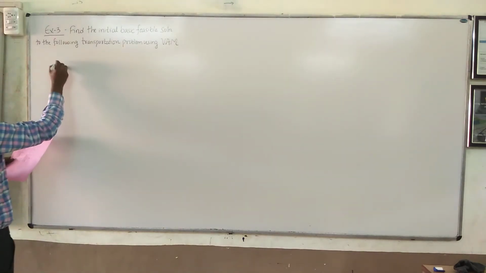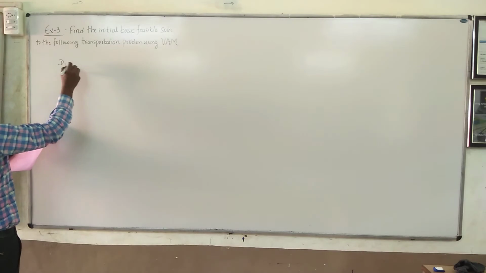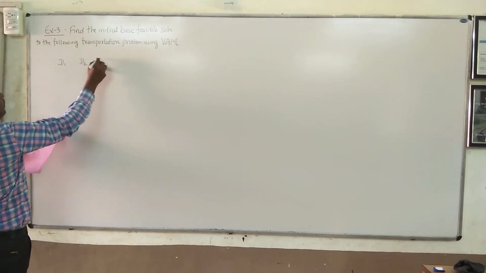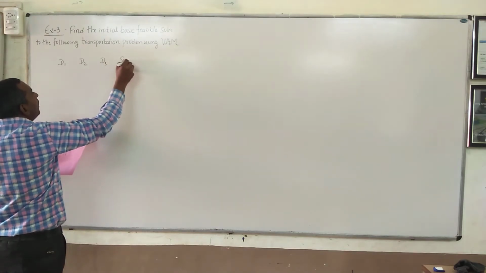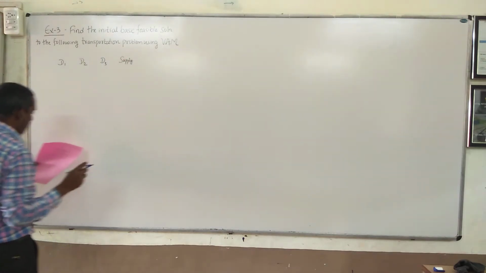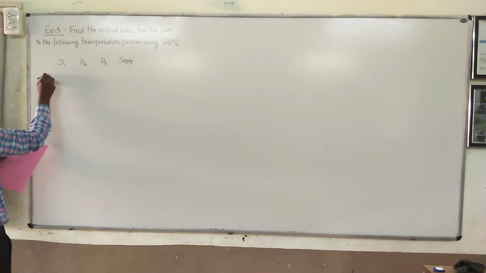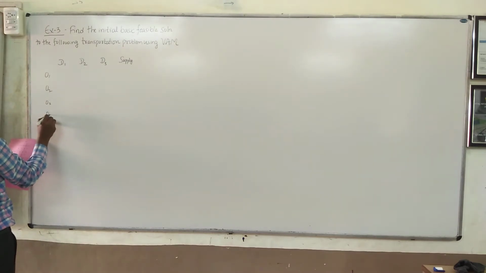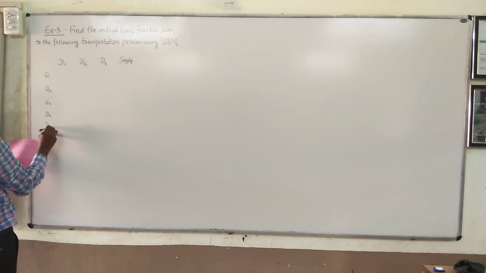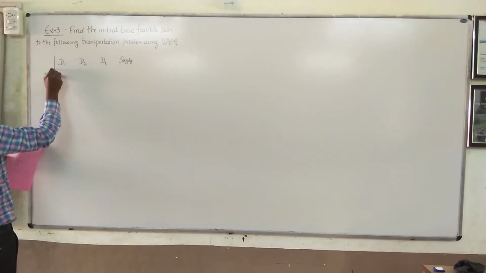So this is D1, D2, D3, followed by supply. Here it is O1, O2, O3, O4, and demand.